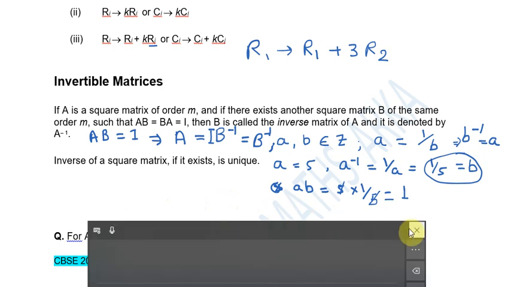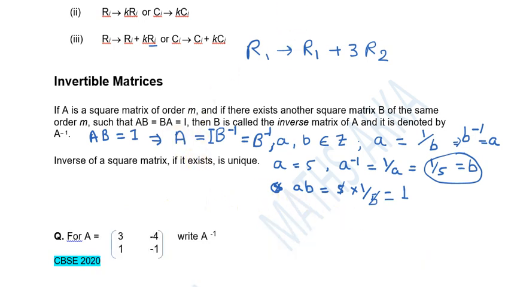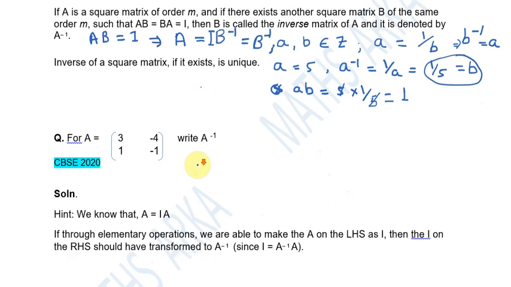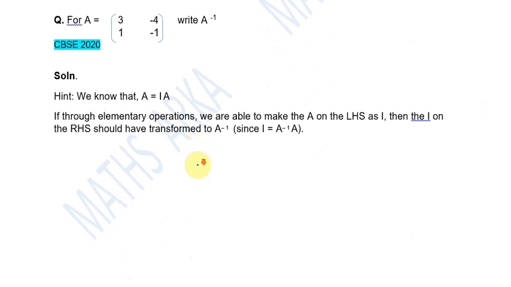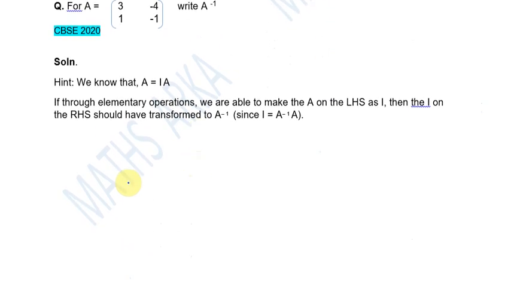So let's just look into it. Just give me a minute. Okay, so what we see is, let's move on to this question. Now it says if A is such a matrix given, then we have to find A inverse.